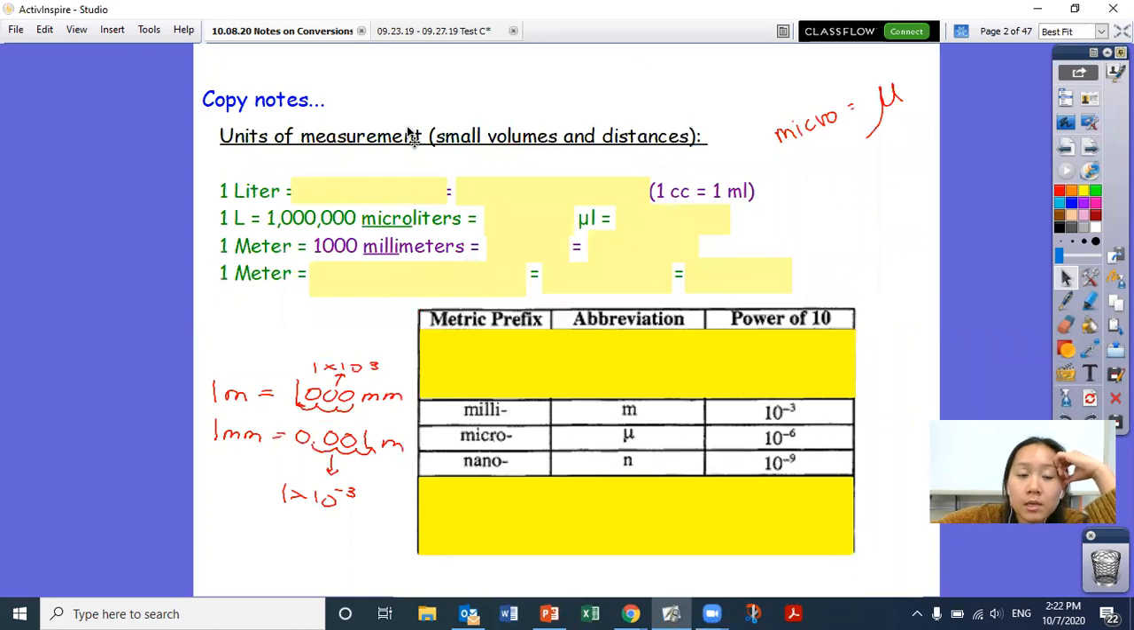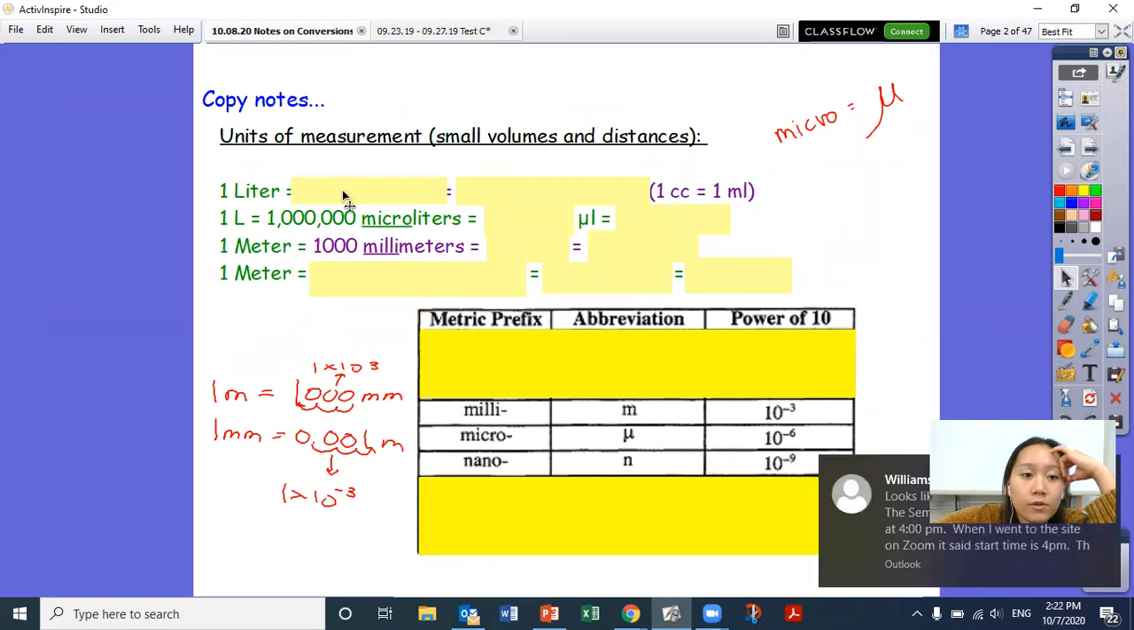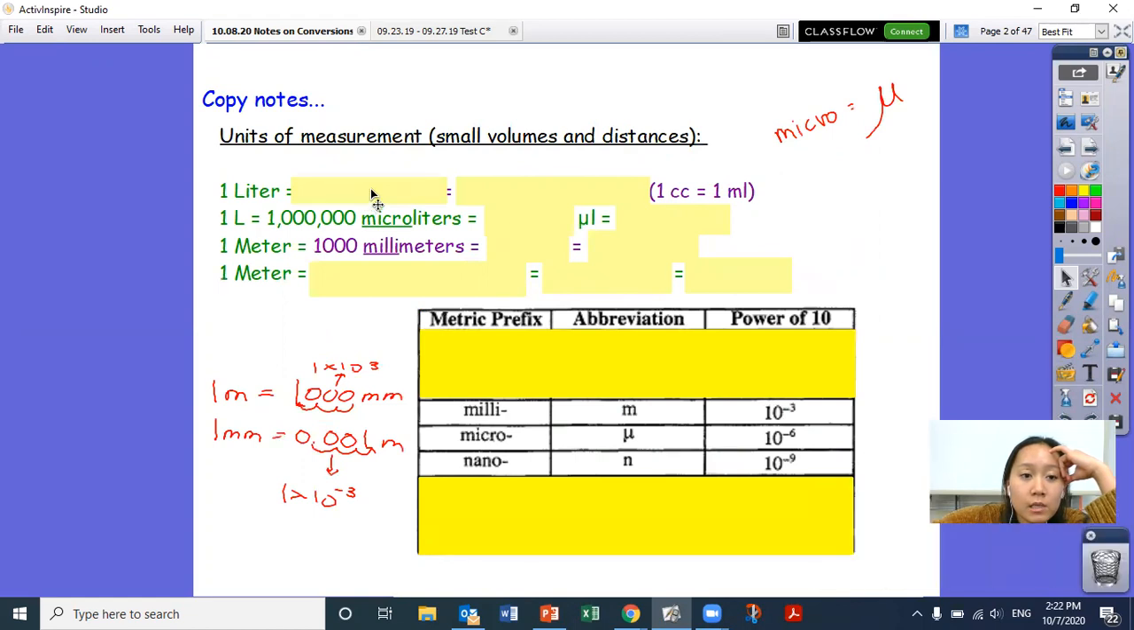So in your notes, I'm going to ask that you copy down units of measurement for small volumes and distances. And for the first thing that's going to pop up, it's going to be a conversion from liters. So we're going to convert liters to milliliters. So 1 liter is 1,000 milliliters. So the prefix milli means that this is a smaller volume. So if you take 1,000 milliliters and then pour them all into the same container, you'll only get 1 liter.